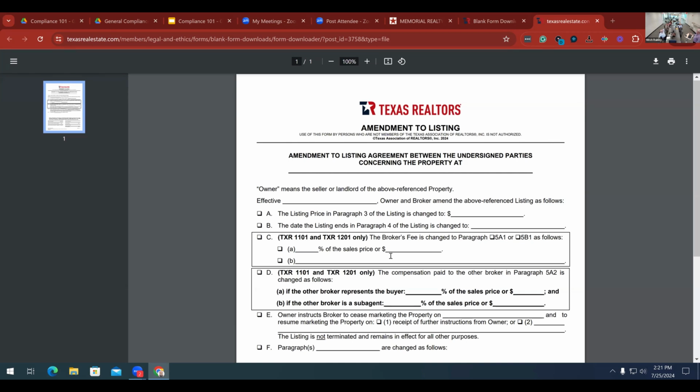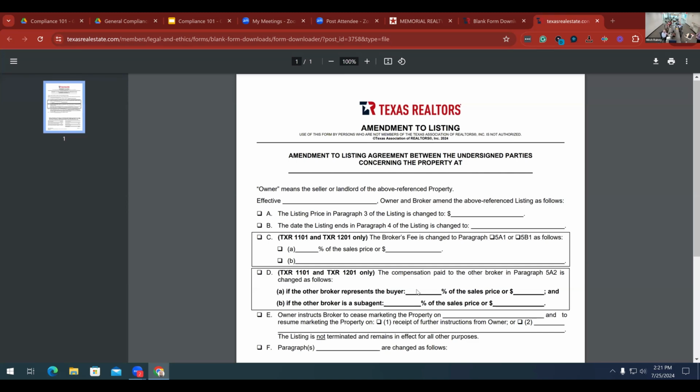Is it a percentage? Is it a flat fee? Is it going to be an adjustable fee? And then you're going to fill out D also. Of this amount here, and this hasn't changed, how much is being offered to the buyer? So if you have 8% here, you're going to offer 4% to the buyer's agent, 4% goes there.